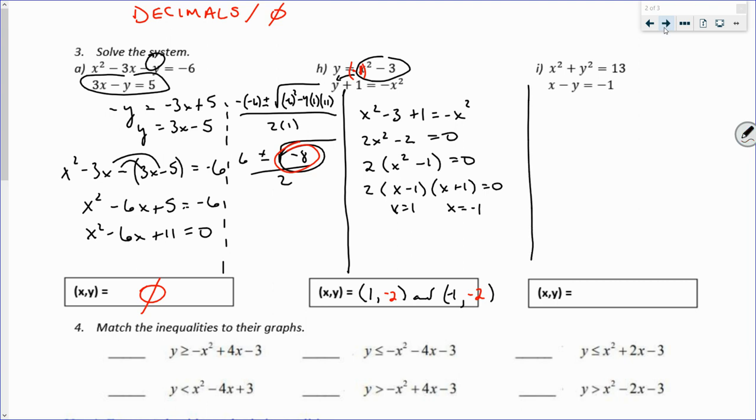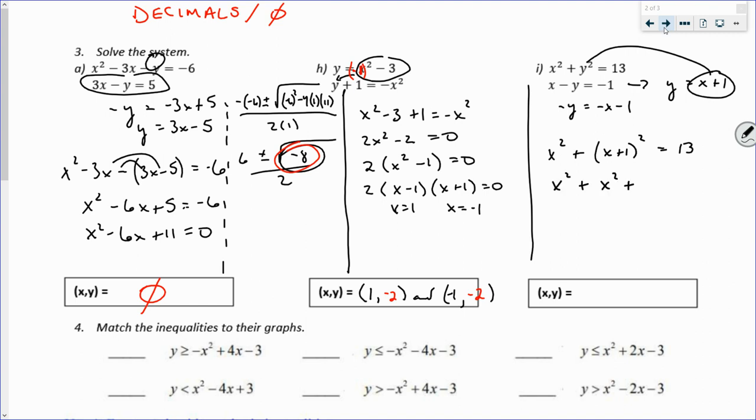You can learn about this next one a bunch of different ways. I'm going to write it as, let's see, negative y equals negative x minus 1. Divide everything by negative 1 and have that. Then I'm going to take this, sub it into that y. Then I'm going to go x squared plus 2x plus 1 equals 13. 2x squared plus 2x minus 12 equals 0.